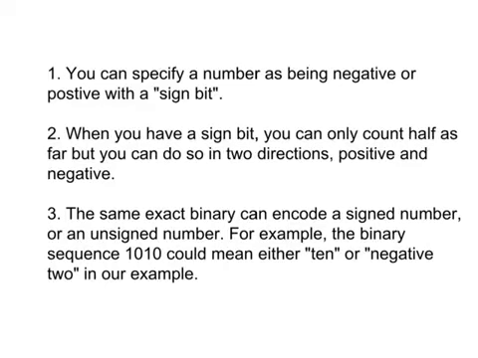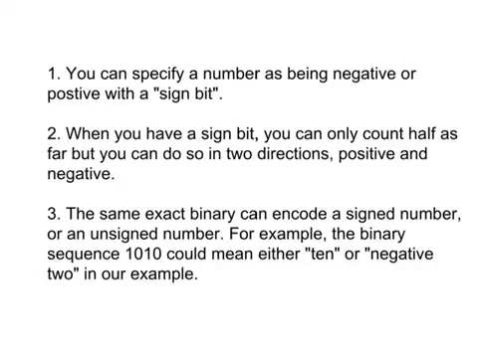So I want you to get 3 things out of this lesson. Okay, so first of all, you learned that you can specify a number as being negative or positive using a sign bit. And a sign bit is simply a binary place value that, rather than having a numeric value like, say, the 8's place, is rather an indicator of whether or not the number is positive or negative.